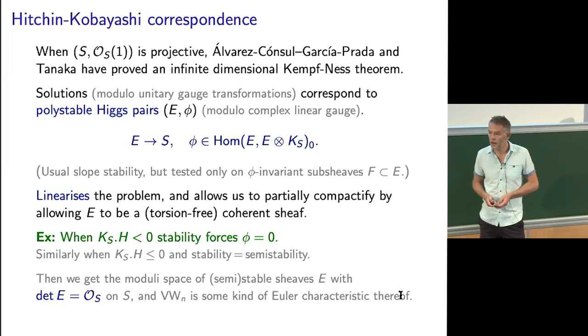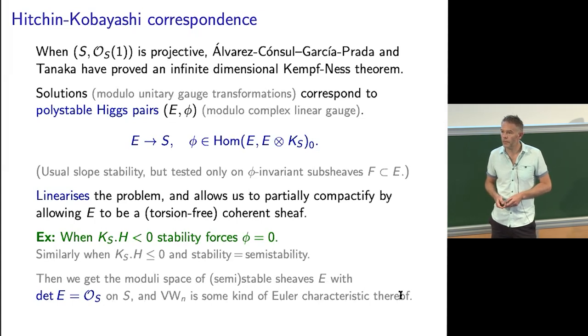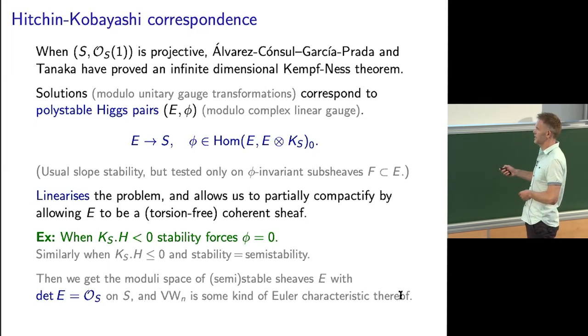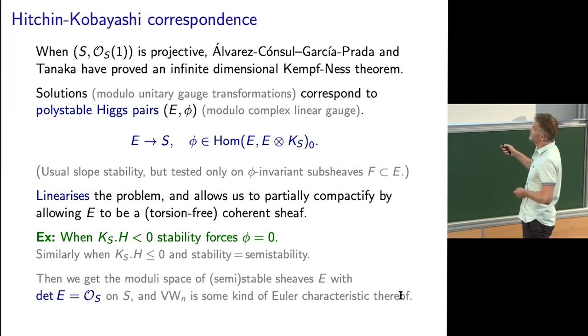The triviality of the determinant bundle flows from the fact that we consider SU(r) bundles? Yeah, but you don't have to do it. Later we'll fix the determinant to be a line bundle. But this is to do with the Lie algebra of SU(r) and this is to do with the group SU(r). So here you fix determinant and here you take trace-free.